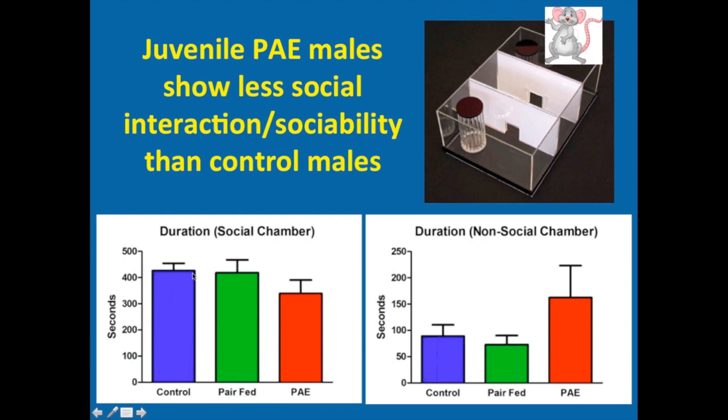And if you look at the graph on the left, the alcohol animals, PAE, are in red. Our other control group, pair-fed, are in green, and our normal controls are in blue. And you can see that the alcohol-exposed animals show less social interaction. They spend less time with the social animal on the social side of the chamber, and they spend much more time on the non-social side of the chamber. So a reduction in social behavior. And it's been thought in some cases that sociability, social behavior, can be kind of a marker for later life vulnerability to adverse outcomes, including mental health problems. So here we have a deficit in social behavior.